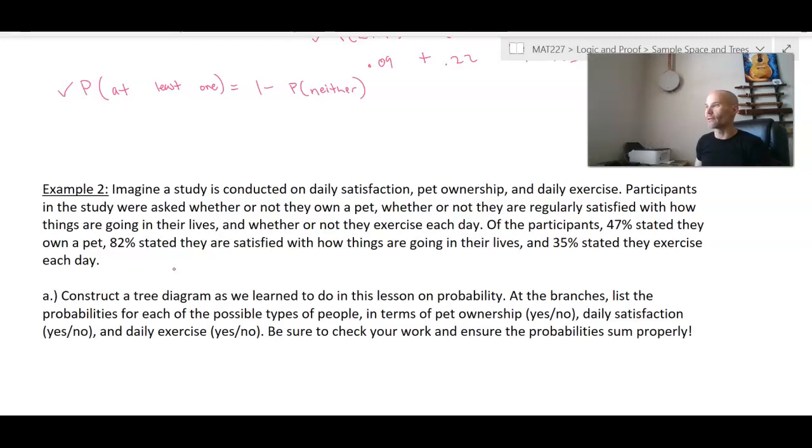Construct a tree diagram as we learned to do in this lesson on probability. The branches list the probabilities for each of the possible types of people. So we're going to have a number of groups here because we have pet ownership: you own a pet, you don't. Daily satisfaction: you are, you aren't. Daily exercise: you do, you don't. So we are going to have a tree diagram, if you can imagine this, that will have 3 sets of rungs. And let's go ahead and build it. And then we'll be able to answer some questions with this.